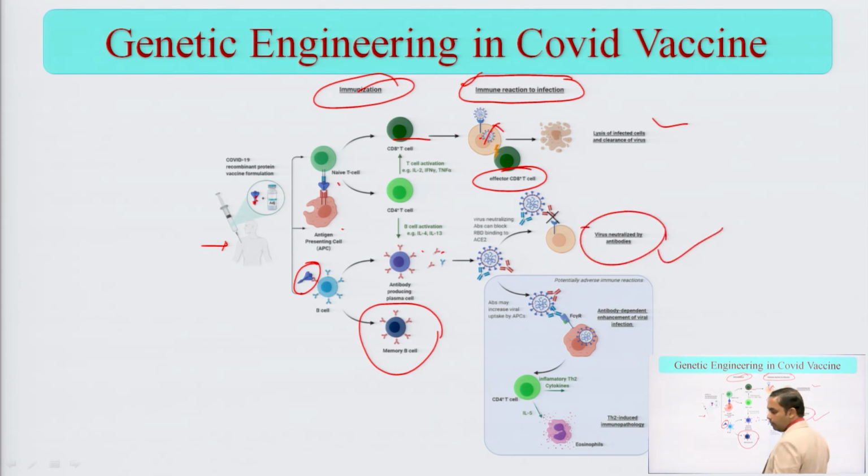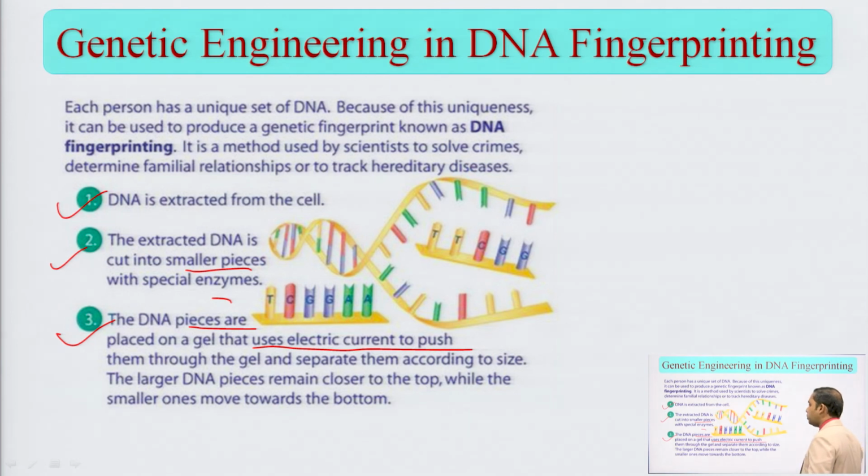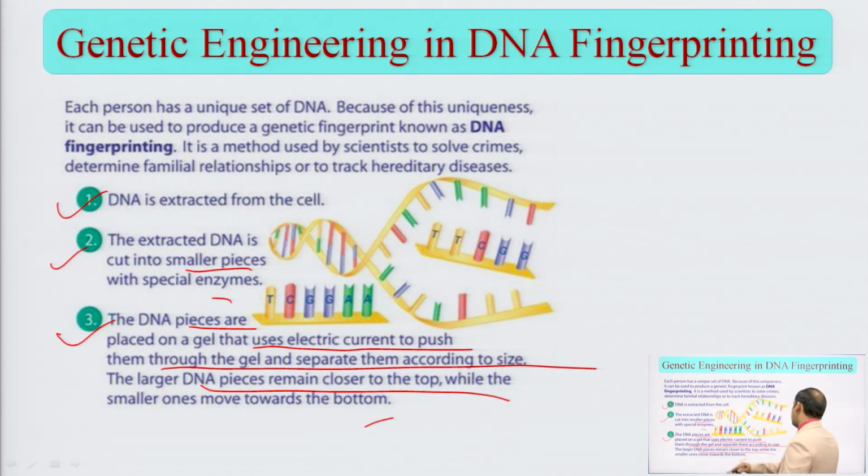This is how, in the COVID period, genetic engineering also played a very big role. In fingerprinting, we are also using it. In DNA fingerprinting, DNA is first extracted from the cell, then the extracted DNA is cut into smaller pieces with a special enzyme. Then the DNA pieces are placed on a gel that uses electric current to push them through the gel and separate according to their size. The larger DNA pieces remain closer to the top, while smaller ones move to the bottom.